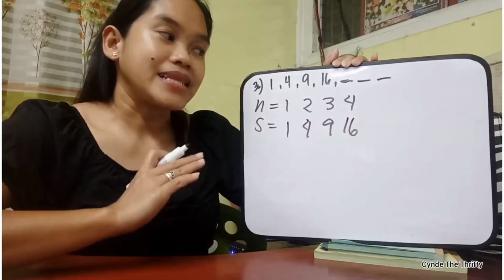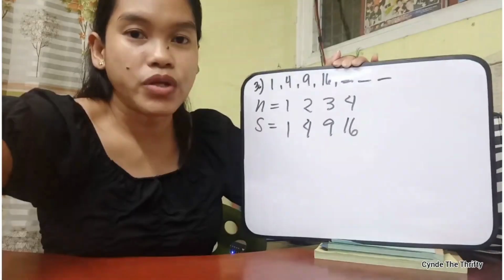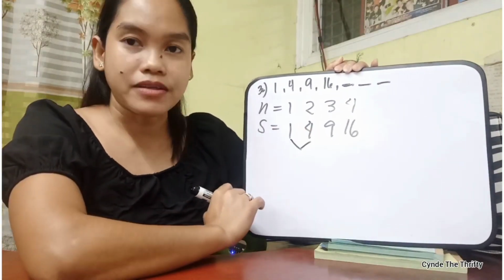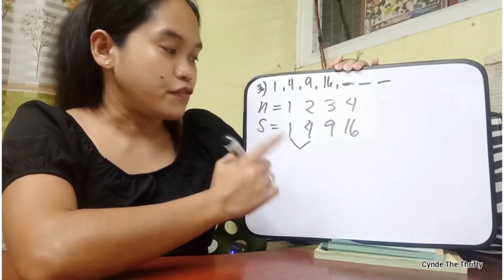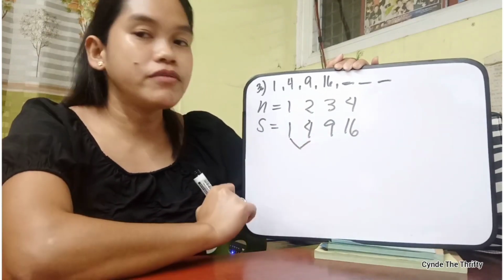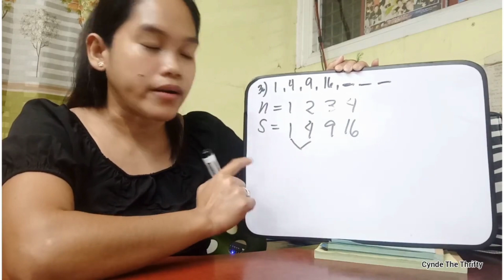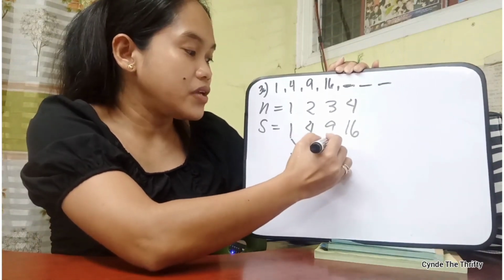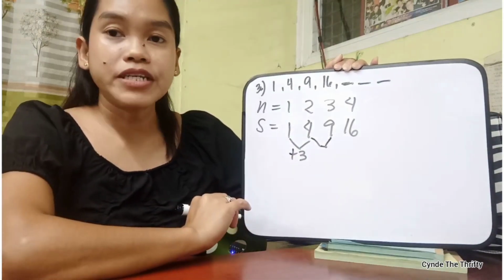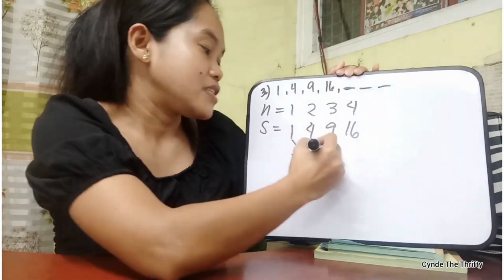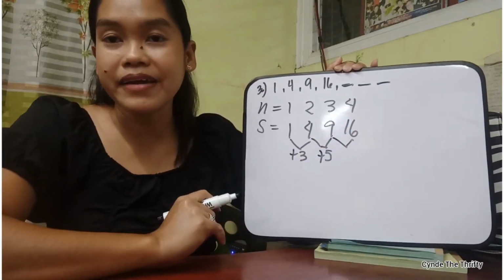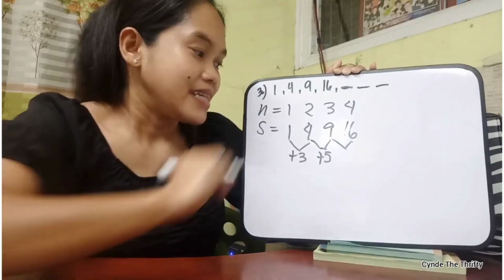Ayan. So, pagkatapos, ano yung susunod na step? Ang susunod na step is, kukunin natin ang interval ng first term to second term, second to third, and third to fourth. So, 1 to 4, ano yung nangyari? From 1, naging 4. So, nag-plus 3 siya. And then, 4 to 9, ano yung nangyari? Nag-plus 5. And 9 to 16, ano yung nangyari? Nag-plus 7.